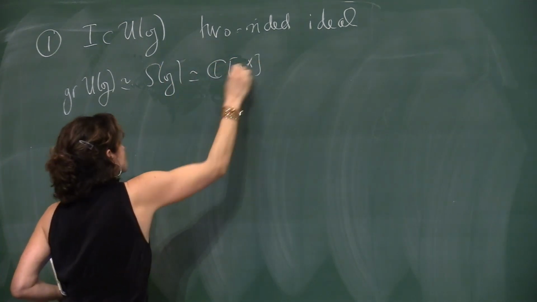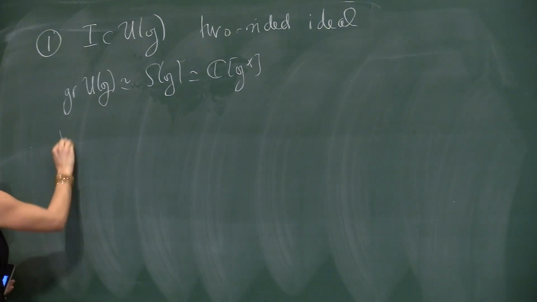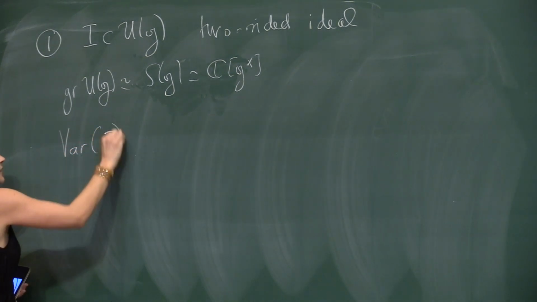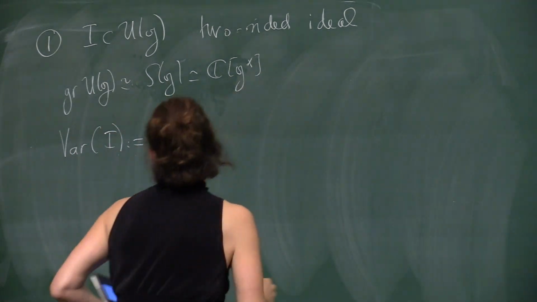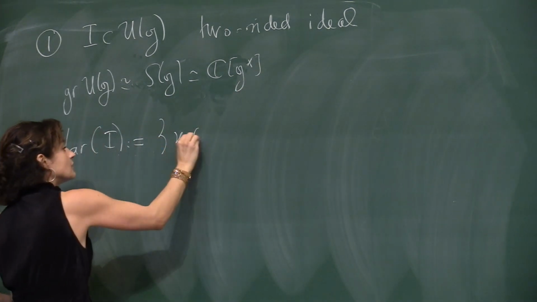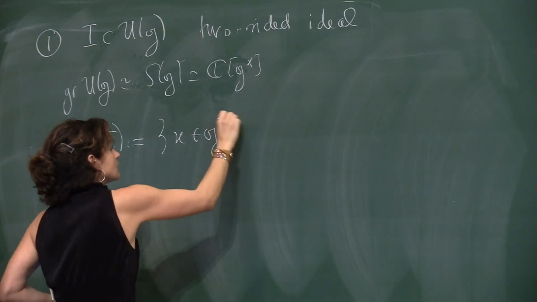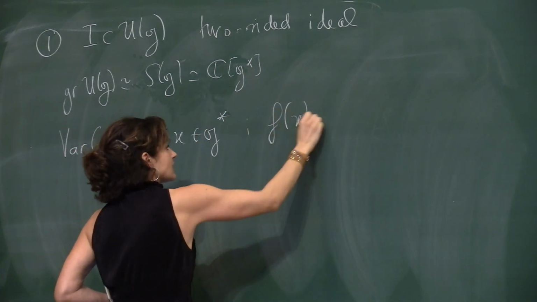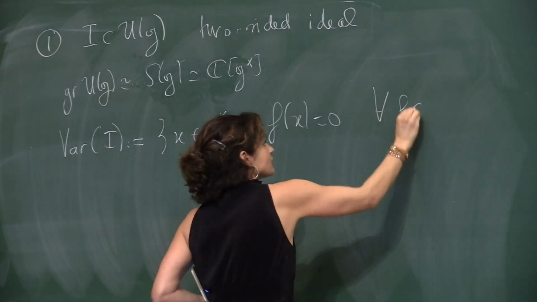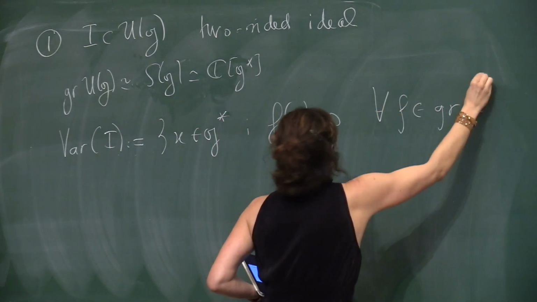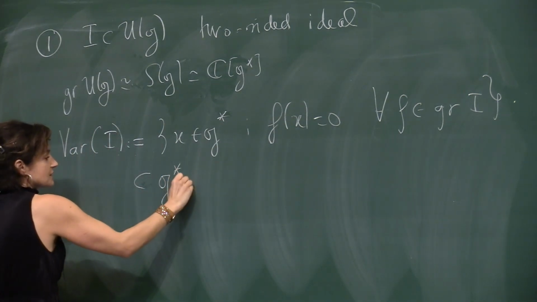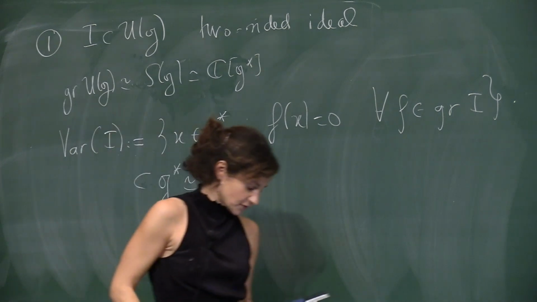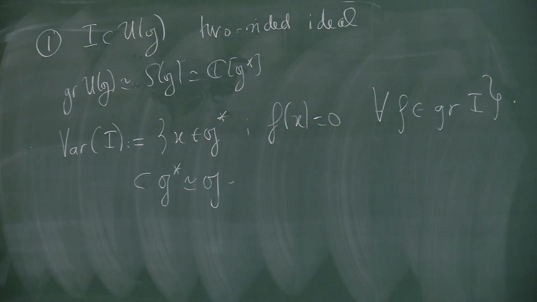And so to any such ideal, you can define the associated variety as the zero locus of the corresponding graded ideal. So this is by definition the element x in g star such that f(x) is 0 for all f in gr I. All right, and so you can view it as a variety in g star, but I like to identify it with g so that all our varieties will belong to g.